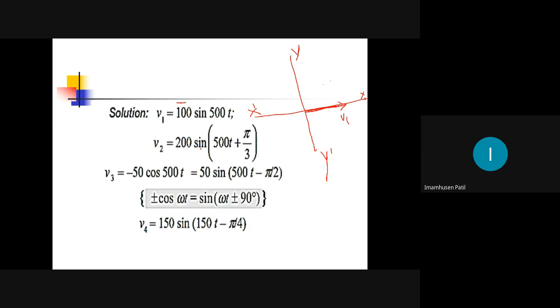V2 is 200, 60 degrees. Where do I have to draw? In the first quadrant, because our angle of rotation is like this. We are moving in this direction. Now you can see pi by 3 is plus, which means it is already leading, already ahead. Plus pi by 3, the waveform is already 60 degrees ahead. That's why this 60 degrees you have to draw here. This is 60 degrees.